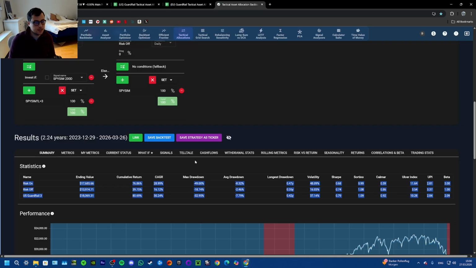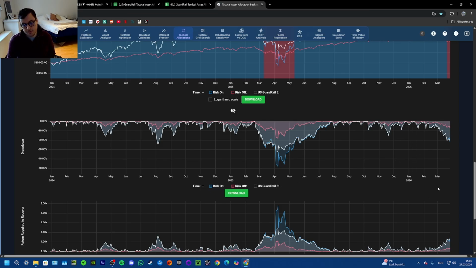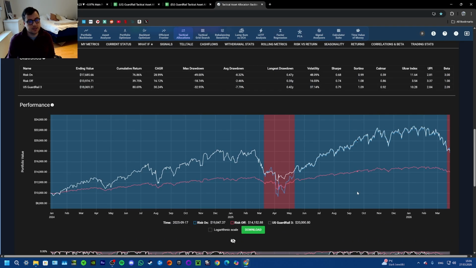So these are the stats of the 3X leverage, which is the one I use in my IRA. This is the US Guardrail 3, and I've been using it since 2024. I don't think I've been using it since the beginning of 2024. I could go back and check, but I started it at some point in 2024. And so since 2024, it's up almost 81%, and that is an average of 30.24. I'm recording this on the 27th of March of 2026, and currently it's in a drawdown of just over 20% because the market has come down.